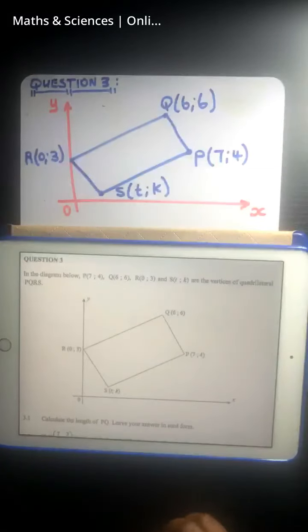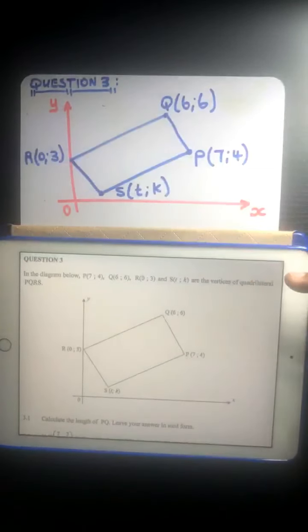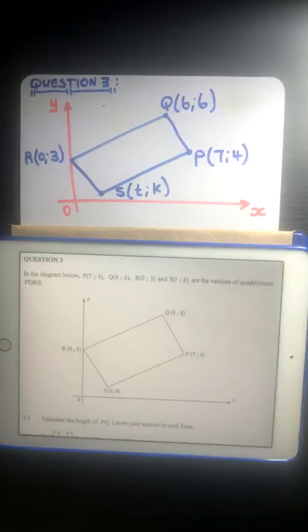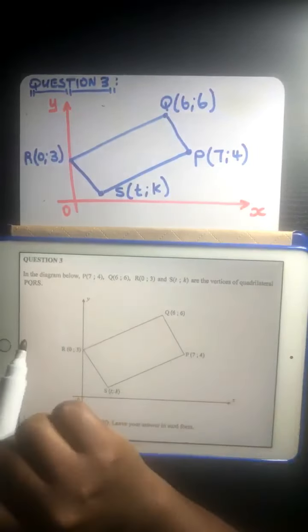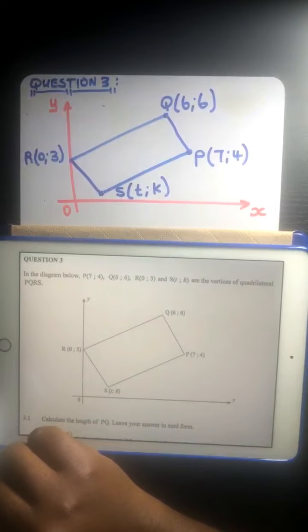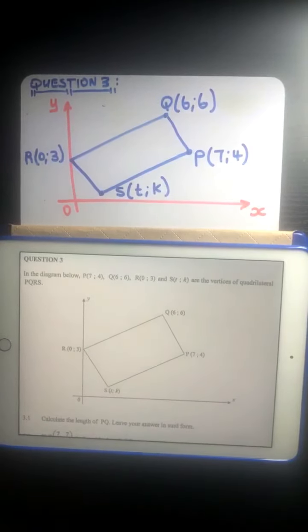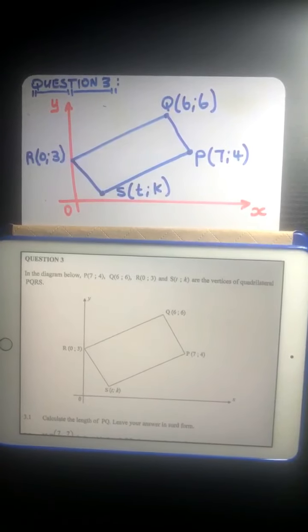Then it's fine. So what I want to do now is just read through this given information. Then I'm going to take it away, and from there, we'll deal with the hand-drawn diagram. So quickly, I'm going to read question number 3. It reads as follows.